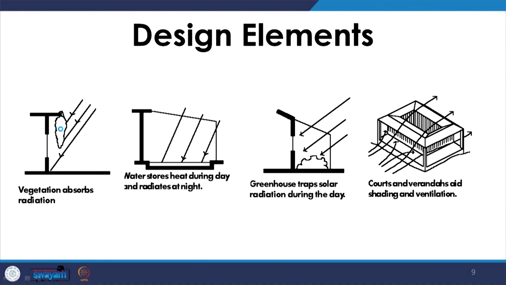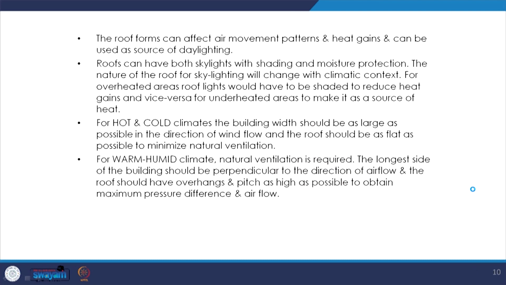So we are looking at vegetation, it helps in absorbing radiation. In case we are looking at water body, it stores the heat during the day and it releases it at night. We can also combine the vegetation along with a greenhouse. We are looking at courtyards and verandas which help not just in shading but also ventilation, which is what we just discussed about.